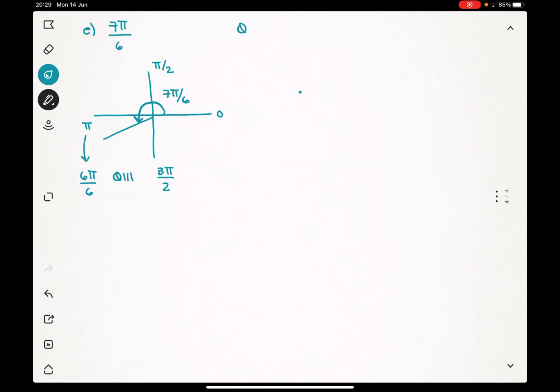So we said for quadrant 3, my reference angle is going to be the angle minus pi. So my angle is 7 pi over 6 minus pi, which is pi over 6, right? So my reference angle from the horizontal to the coterminal side is going to be pi over 6.